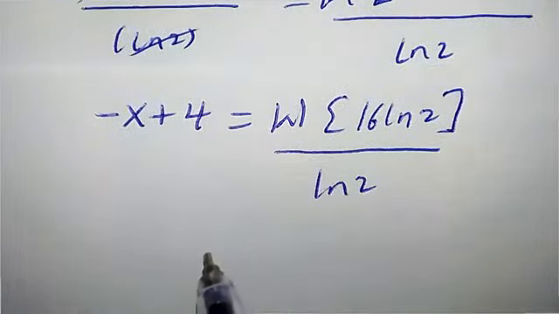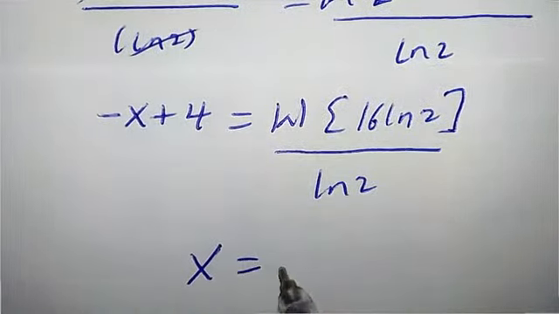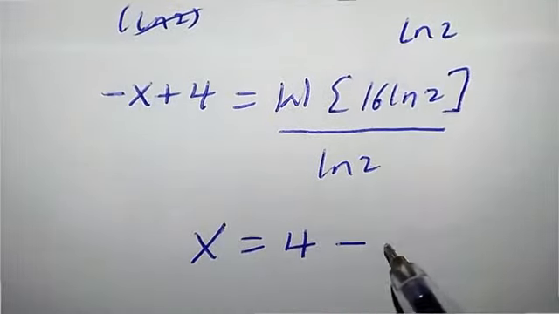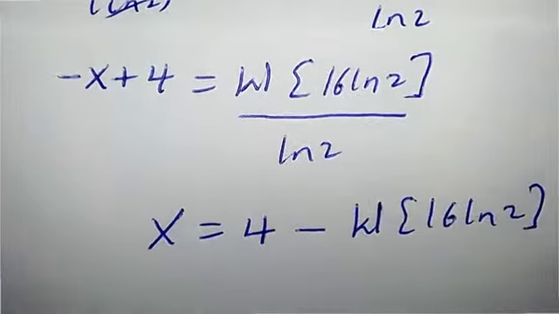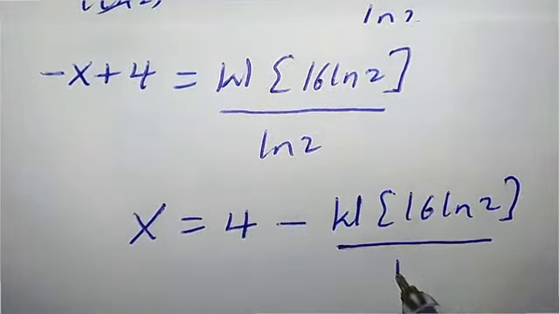Writing this expression, we have x equals 4 minus W of 16 ln 2 over ln 2.